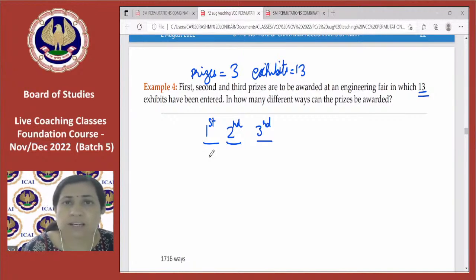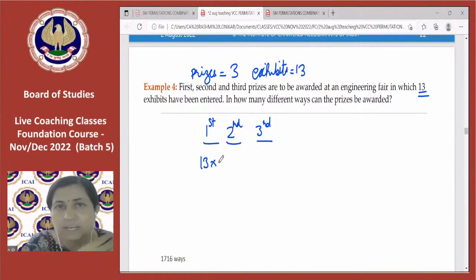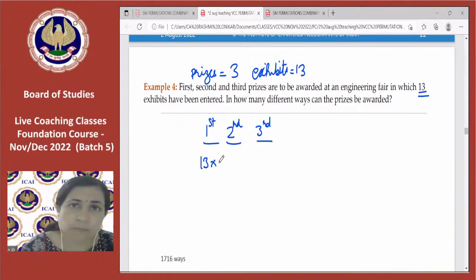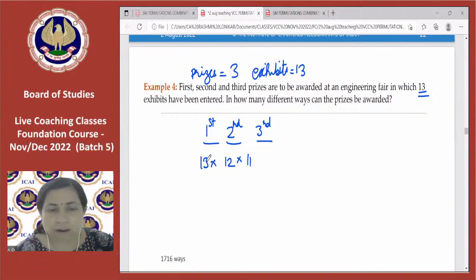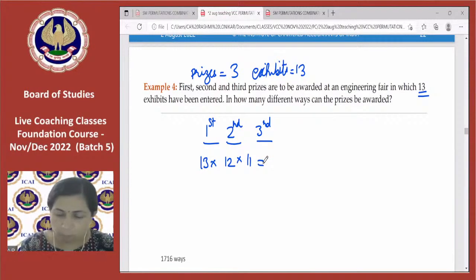How many people are eligible for the first prize? 13 people. Once somebody has got the first prize, that person is removed. How many will remain for the second prize? 12 people. How many will remain for the third prize? 11 people. So 13 into 12 into 11. Let us see how much this is. 13 into 12, 156, into 11, 1716.